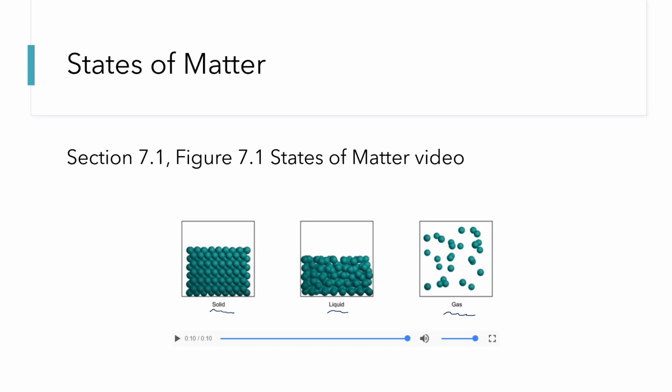To see an animated version of this, these cartoons here, if you go to Sapling Learning and then you click on the image of the textbook over on the far right side, go in the textbook to section 7.1 and look at figure 7.1 and play this little video, and you'll see an illustration of the particle, or an animation of the particle motion.